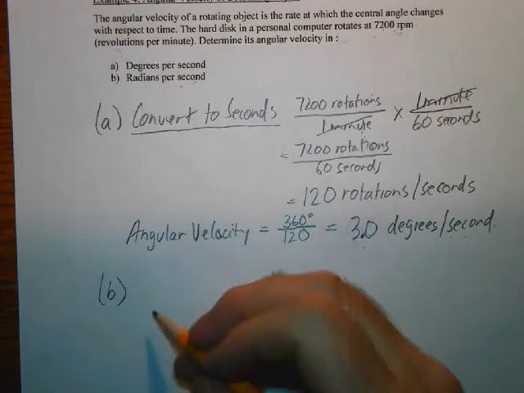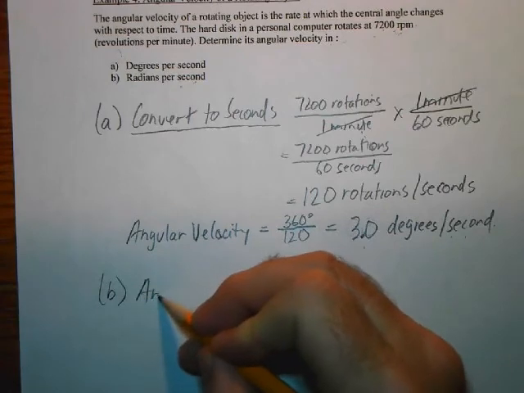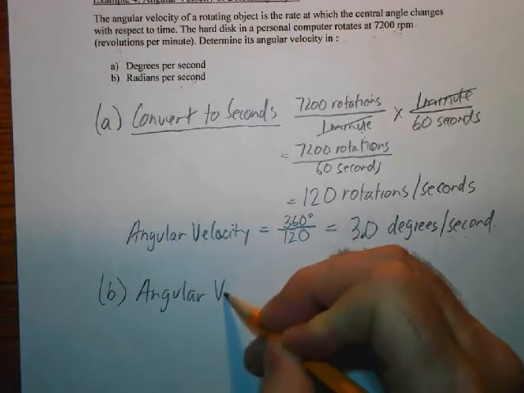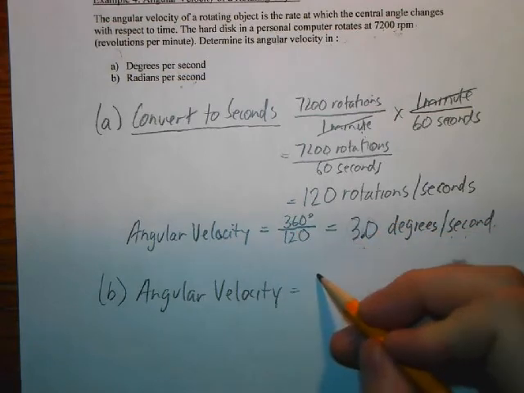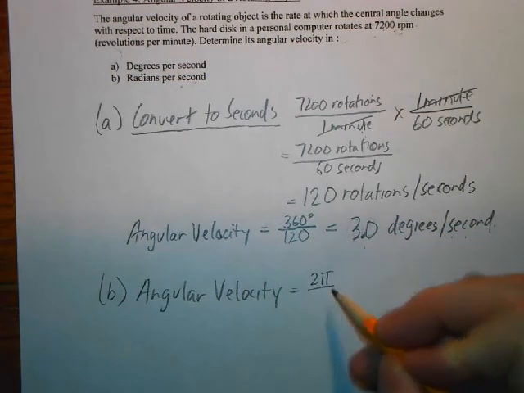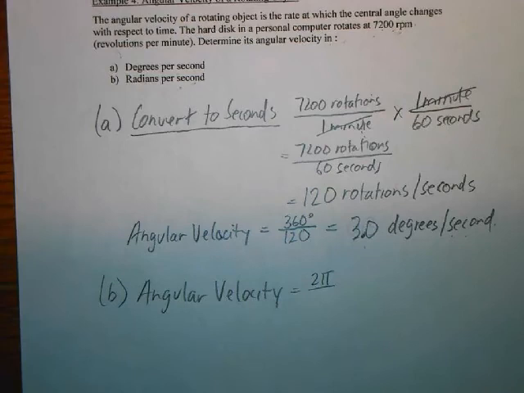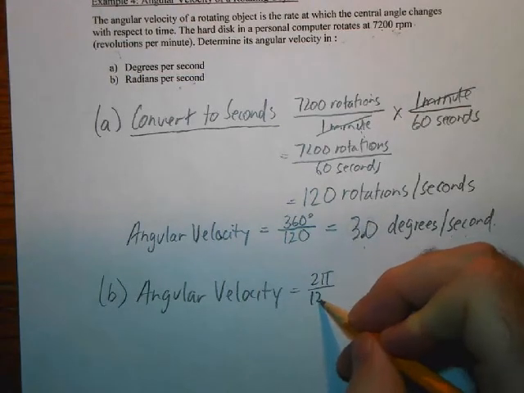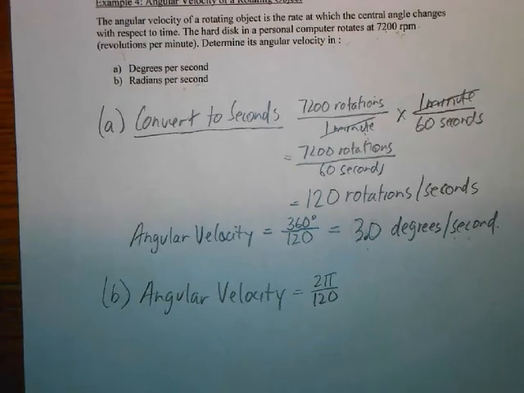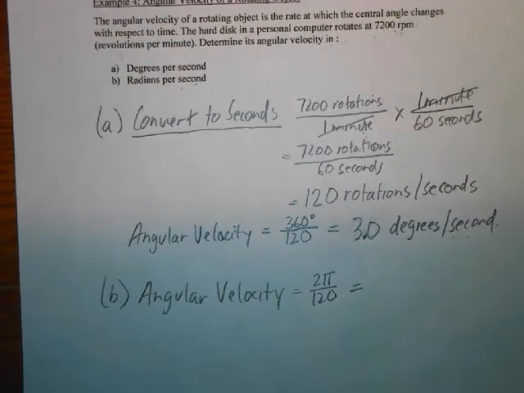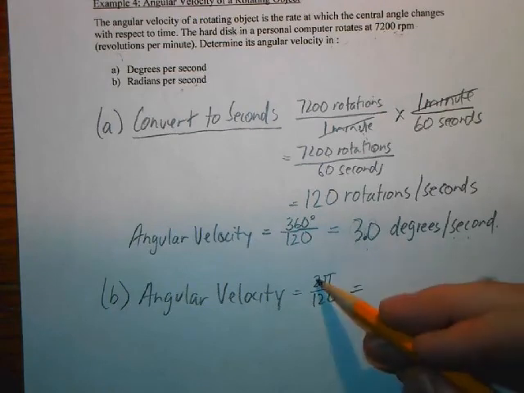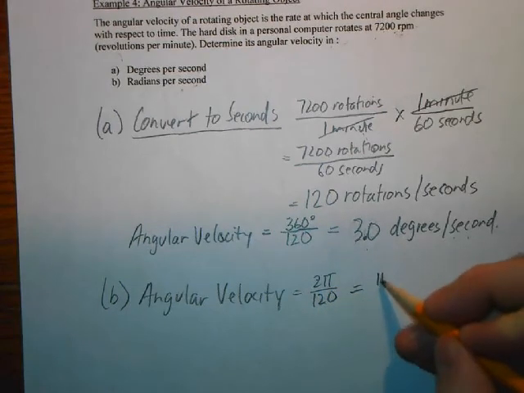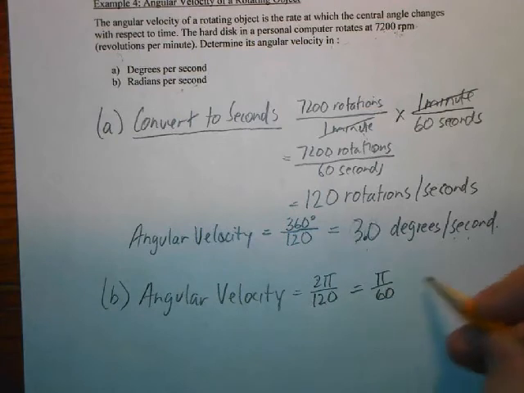So now we're going to do, again, angular velocity. But this time, instead of using 360 degrees, we're going to put 2 pi at the top. And that's going to be over 120 rotations per second. And we divide that out. We cancel the 2, get a 60 on the bottom, so it's pi over 60 radians per second.